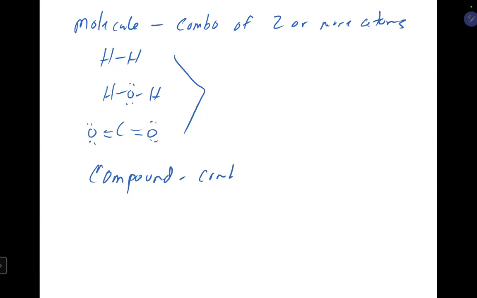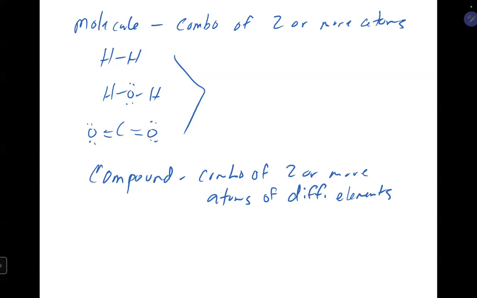the combo of two or more atoms of different elements. So in order to have a compound, you got to have at least two or more different elements involved. And those two on the bottom there meet that criteria. Water has hydrogen and oxygen, so it is considered a compound. Carbon dioxide has carbon and oxygen, so it's considered a compound. They are both considered molecules because there's two or more atoms. But again, neither one of those could be considered elements because there's obviously different elements involved.